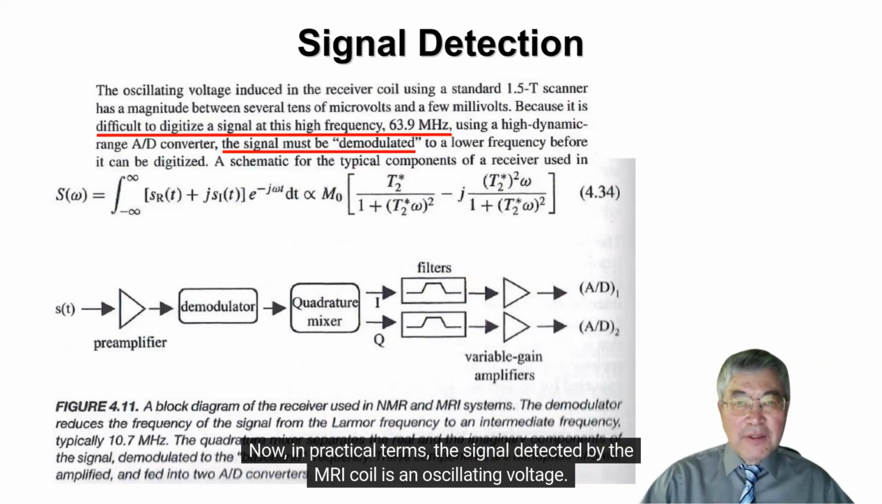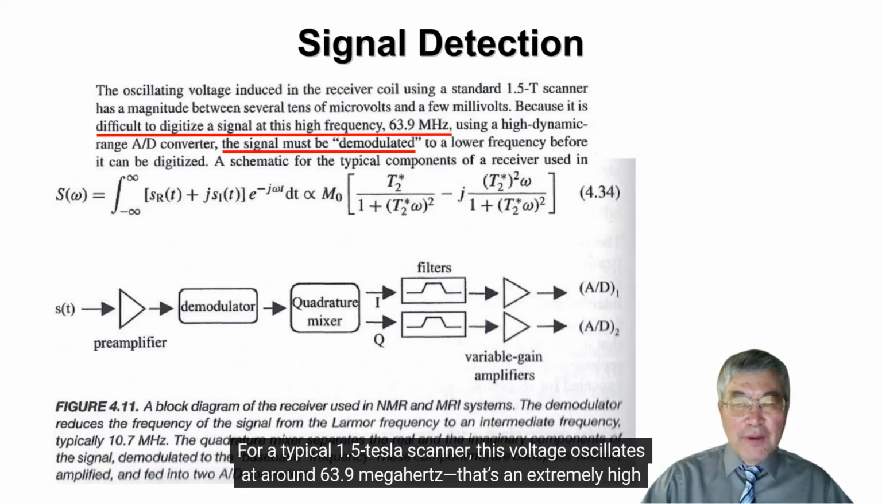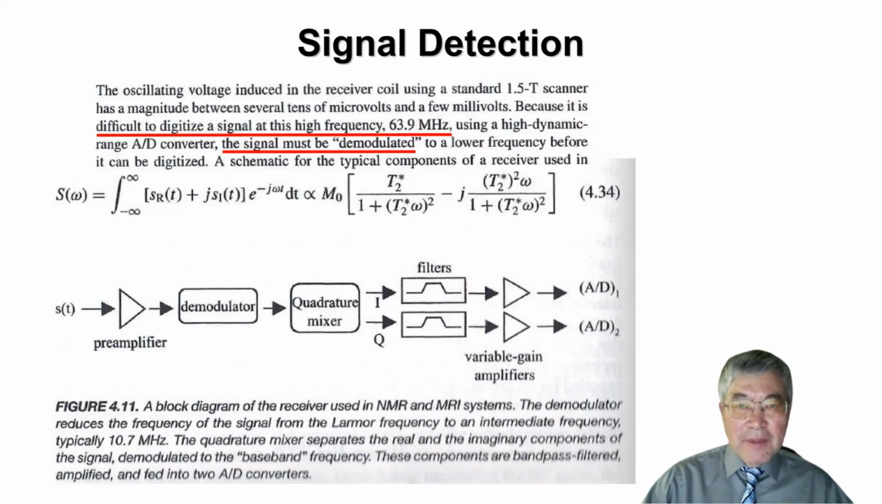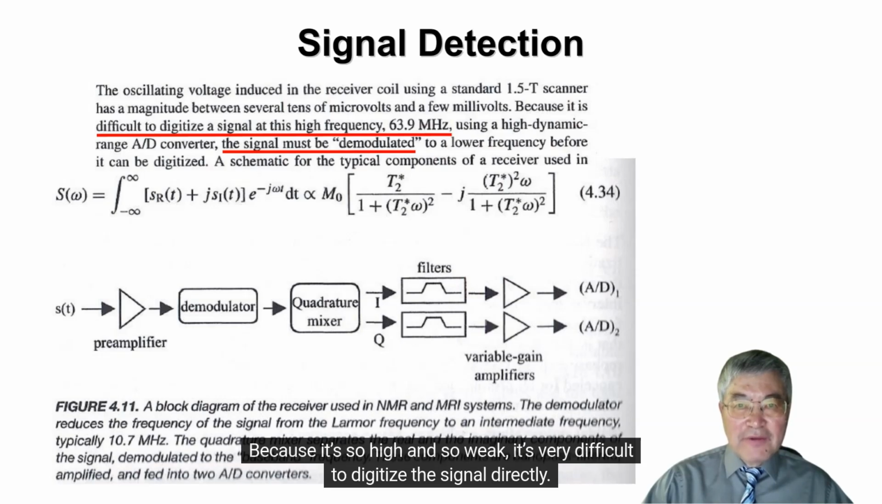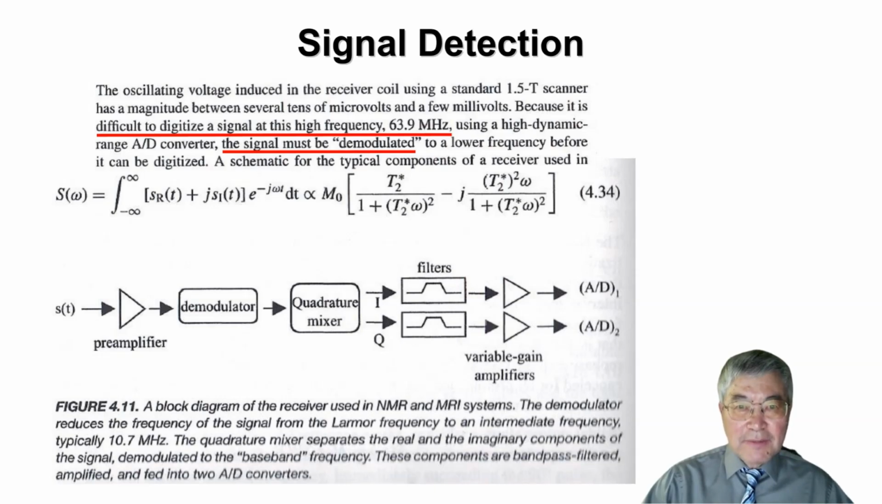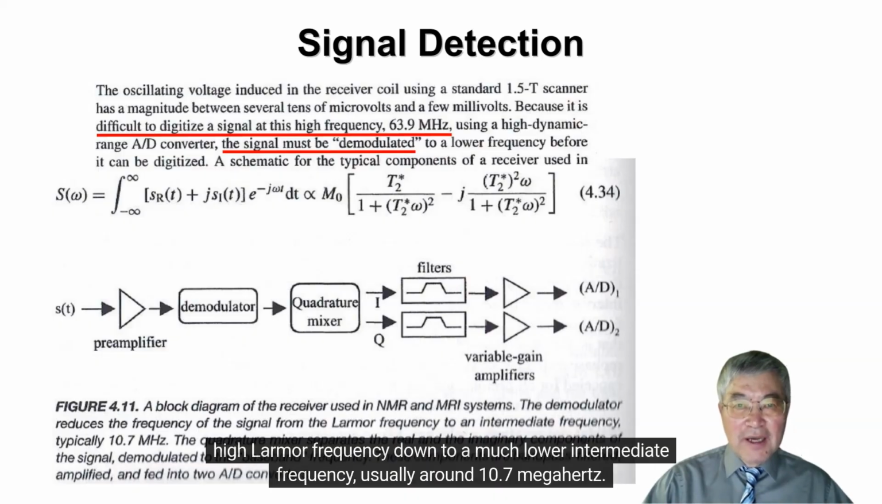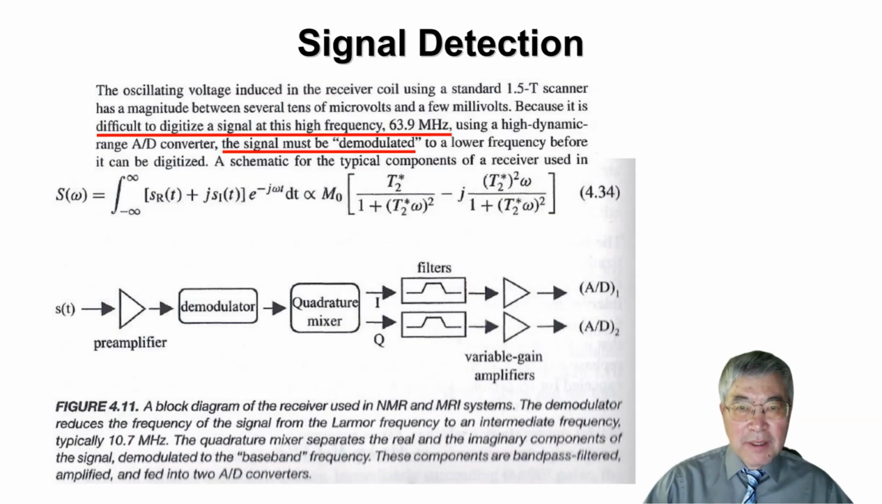Now, in practical terms, the signal detected by the MRI coil is an oscillating voltage. For a typical 1.5 Tesla scanner, this voltage oscillates at around 63.9 MHz. That's an extremely high frequency, and its strength is only a few microvolts. Because it's so high and so weak, it's very difficult to digitize the signal directly. To make digitization possible, we first have to demodulate the signal. In other words, we shift it from that very high frequency down to a much lower intermediate frequency, usually around 10.7 MHz. Here's how that works.